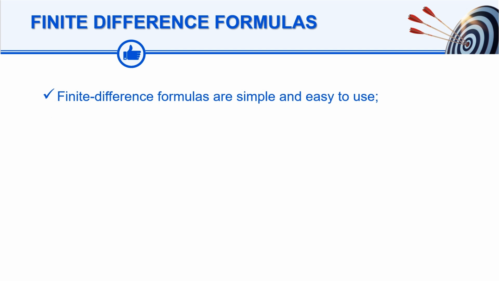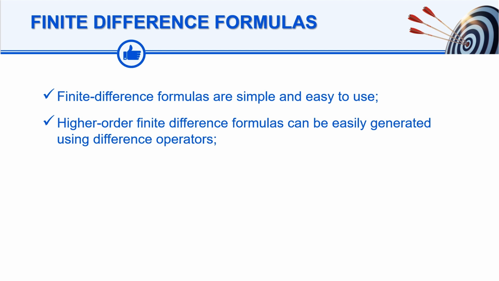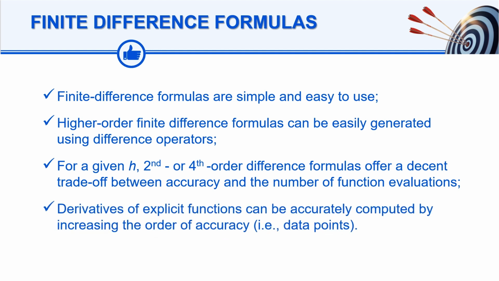The advantages of the finite difference formulas are: finite difference formulas are simple and easy to use. Higher-order finite difference formulas can be easily generated using difference operators. For a given h, second- or fourth-order difference formulas offer a decent trade-off between accuracy and the number of function evaluations. Derivatives of explicit functions can be accurately computed by increasing the order of accuracy, i.e., data points.